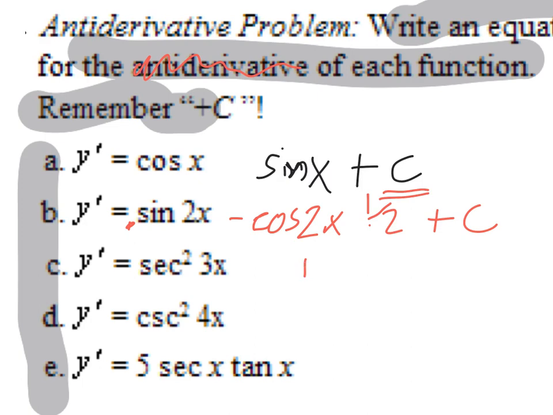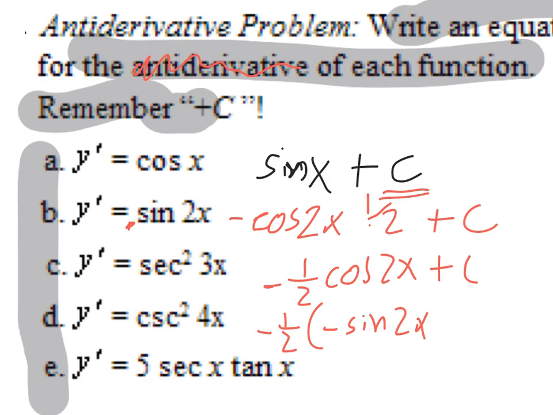Let's try it out. Let's see if that's true. So if you had negative 1/2 cosine of 2x plus c, what would that derivative look like? So first, the negative 1/2 is on the outside. We don't want to deal with that yet. But for the cosine, you would have ended up with negative sine of 2x. And then you would have had to multiply by the derivative of the inside, which is 2. And by the way, that constant would have gone away when you take the derivative.